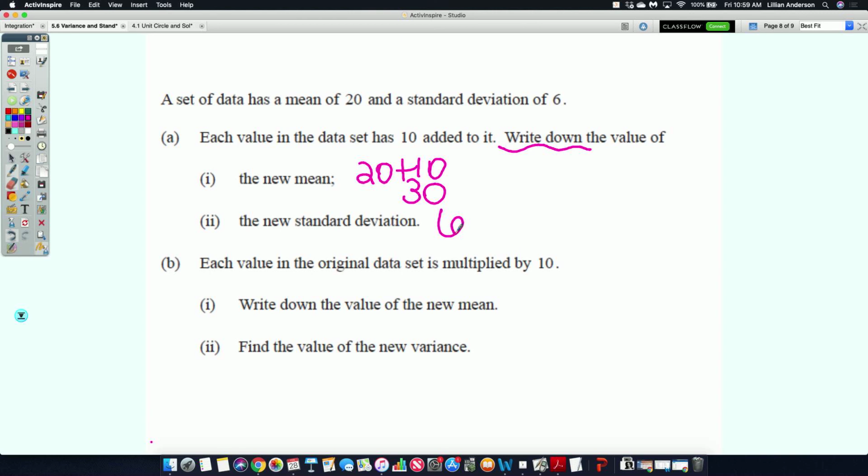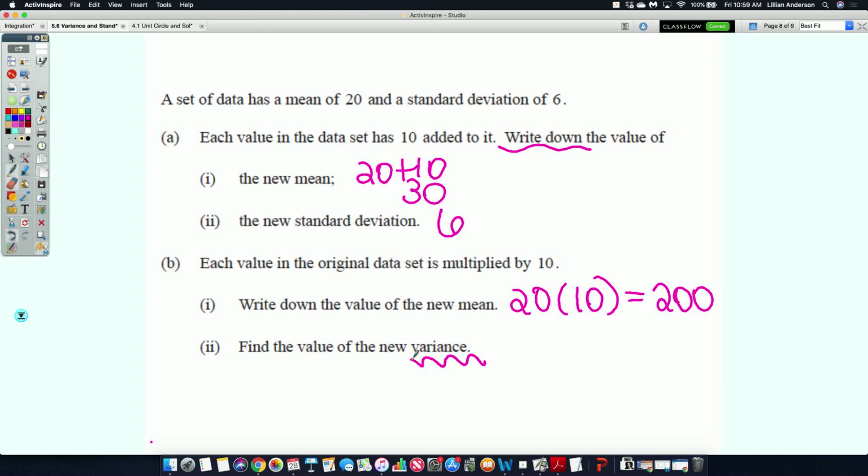Now it says each value in the original data set is multiplied by 10. So remember, when the data set is multiplied by 10, what happens to the mean? It gets multiplied by 10 as well. That requires little work as well. So then we're going to do 20 times 10, which is 200. Okay, so that is our new mean. Then it says find the value of the new variance.